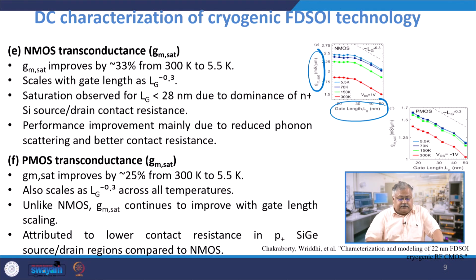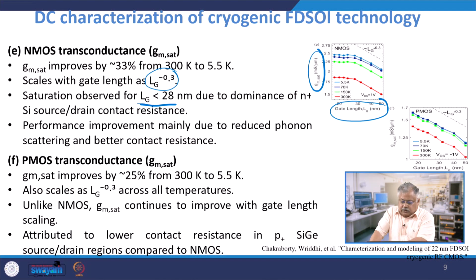And it scales with the channel length at the rate of Lg to the power minus 0.3, and the saturation is observed for gate length of less than 28 nanometer, and the performance improvement is only due to the reduced phonon scattering and a better contact resistance, which means that you might not be able to gain in terms of amplification too much below 30 nanometer, because your GM is getting saturated. When GM gets saturated, GM times RD, which is the voltage gain, also gets saturated in this case.